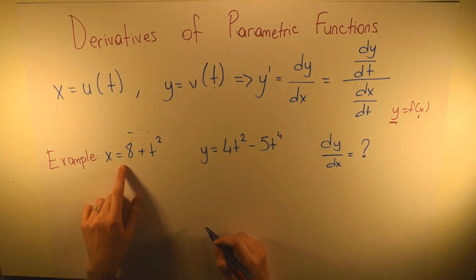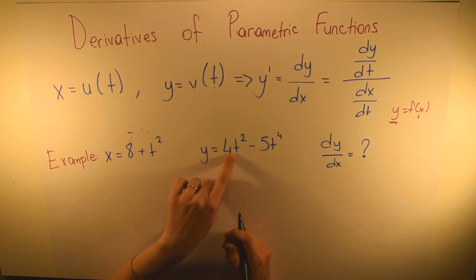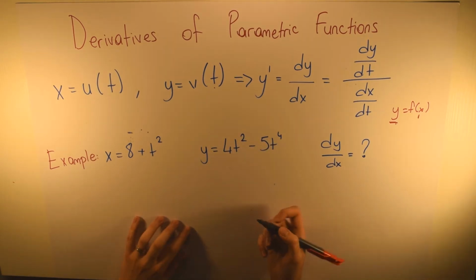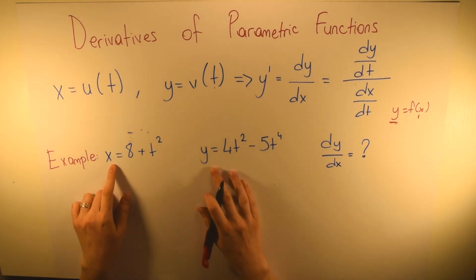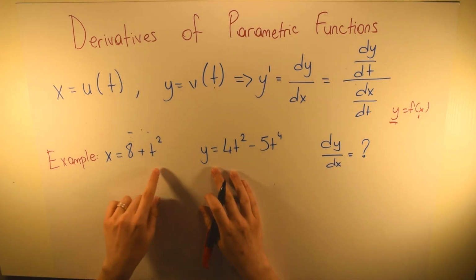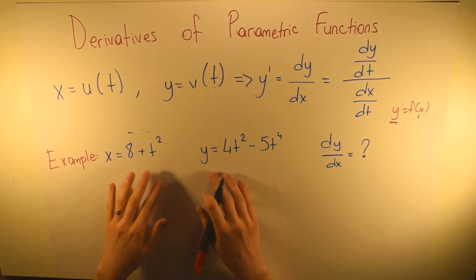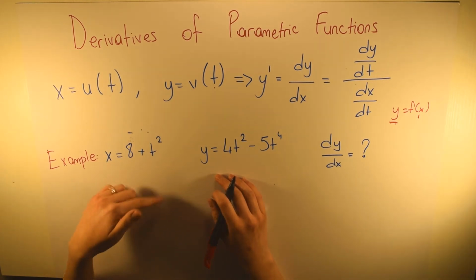Here we have x is equal to 8 plus t squared and y is equal to 4t squared minus 5t to the power of 4. So dy over dx is asked. As you can see, x and y are two different functions, but they are not dependent on each other, but they both depend on t. So their derivatives will be written with respect to t.